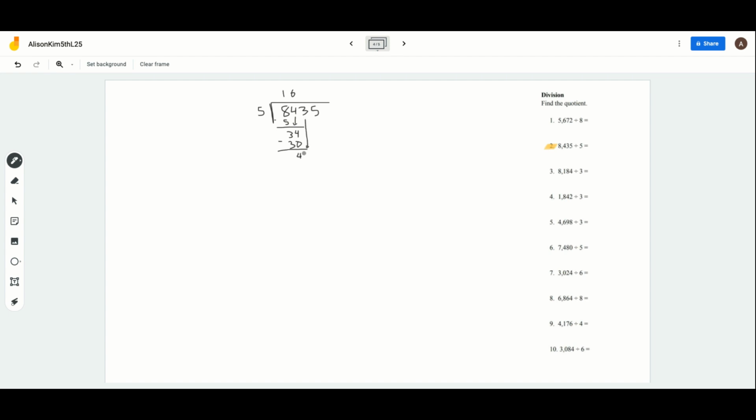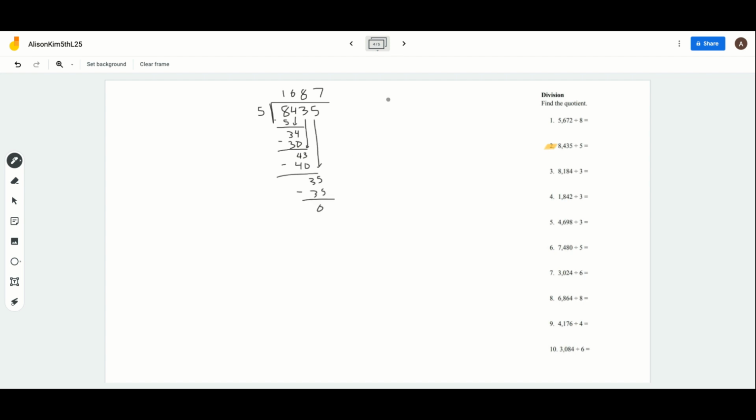We know that 5 times 7 is 35, so let's go higher. 5 times 8 is 40. Let's see if anything else can beat that. 5 times 9 is 45, and unfortunately 45 is over 43, so we're going to stick with 8. 5 times 8 is 40, so we're going to subtract 40 from 43 to get 3, and then we're going to bring down the 5 for the last time to get 35. As we know from earlier, 5 times 7 is perfectly 35, so we're going to put 7 here, and then 35 minus 35 is a perfect 0.